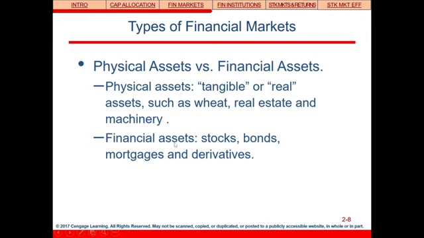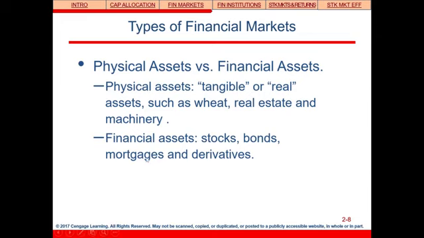And financial assets are the ones usually are intangible. For example, stocks, bonds, mortgages, and derivatives. Yes, in those old days, you do feel they give you the paper that shows you your ownership, proves your ownership of the stock. So it's kind of like a certificate or something, but that's not a physical asset. It's just a proof of your ownership, but it doesn't really show the value, right?